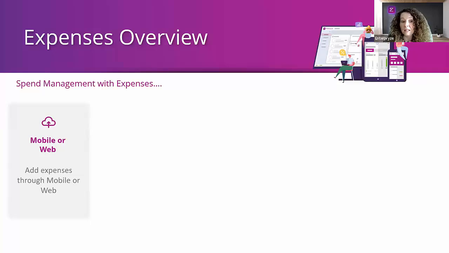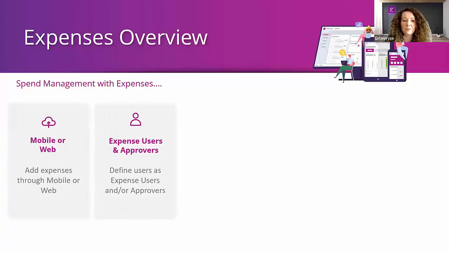So expenses can be added either on the mobile or on the web. We can do it through the standard platform on the web application, or you can add them in the field through the mobile app. And you'll see that during my demonstration. It's really simple and easy to use. You can define expense users and approvers. So you define your users as expense users under the user settings, and you can also define if that user is an approver or not an approver. So that's important, and we'll see that again as part of your user setting setup.